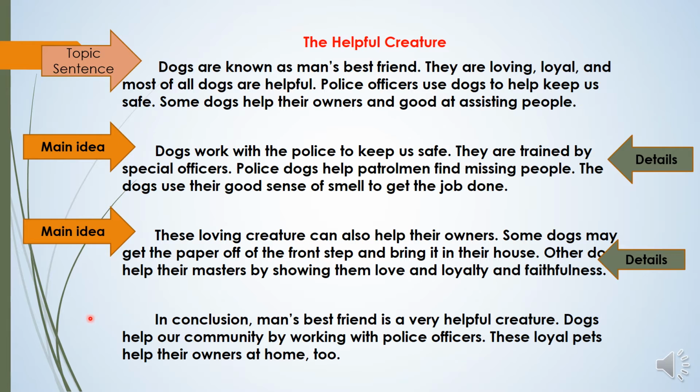And at last we have the conclusion. So in conclusion, man's best friend is a very helpful creature. Dogs help our community by working with police officers, and these loyal pets help their owners at home too. So in this conclusion, we have a restatement of the topic sentence, which is that man's best friend is a very helpful creature, and they are talking more about the supporting details that were mentioned in the body paragraphs, like dogs help our community by working with the police officers, and that they are loyal and help their owners at home.